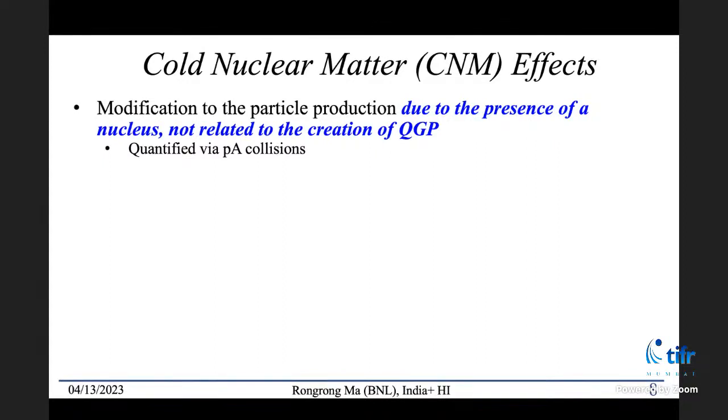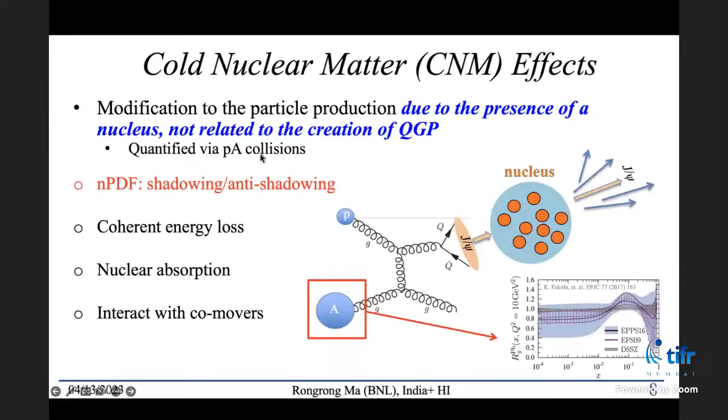So usually what we do is we measure this particle production in proton-nucleus collisions, the pA collisions, where we don't expect to see a large-volume QGP, or in other words, the QGP effect is expected to be small. So the effect we see in the proton-nucleus collision we think is mainly from the so-called cold nuclear matter effect. So there are different things.